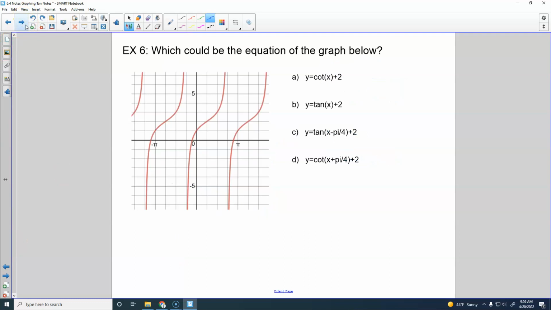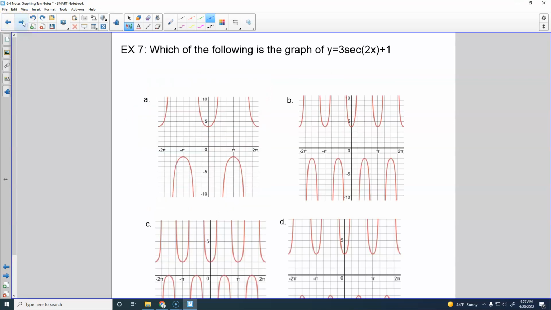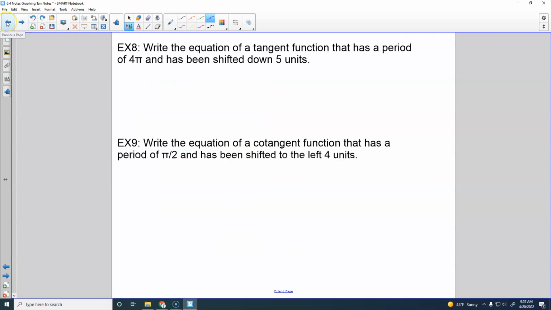All right, let's see. So I had a few more here. I'm going to skip to number 8. We're going to do it and we'll have to be done.